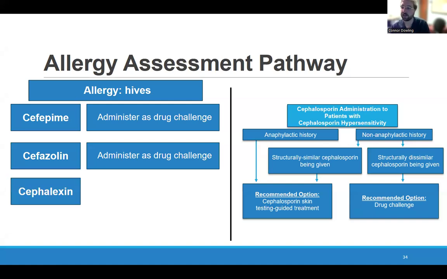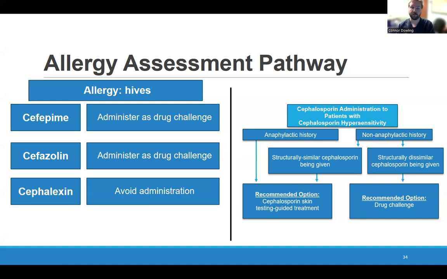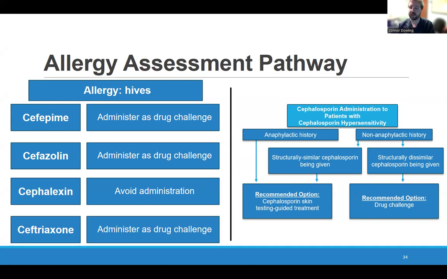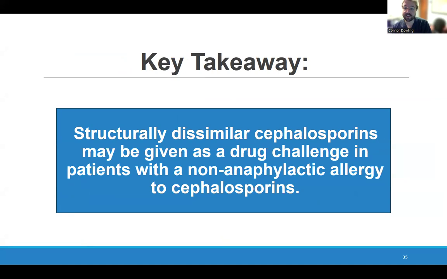Cephalexin, on the other hand, is a non-anaphylactic history with a structurally similar cephalosporin being given. This would generally prompt skin test guided treatment. We're not going to do that routinely for inpatient adults at Norton Healthcare, so we would avoid administration. Ceftriaxone, on the other hand, can be administered as a drug challenge. It's a non-anaphylactic history, a structurally dissimilar cephalosporin being given, and we can do our drug challenge. So what do we take away from our cephalosporin administration and hypersensitivity reactions? Structurally dissimilar cephalosporins may be given as a drug challenge in patients with a non-anaphylactic allergy to other cephalosporins.